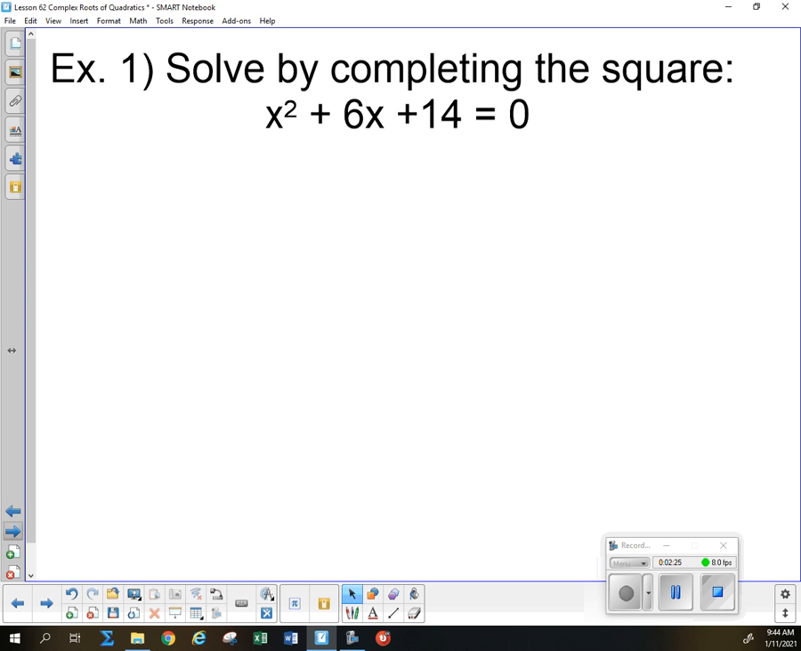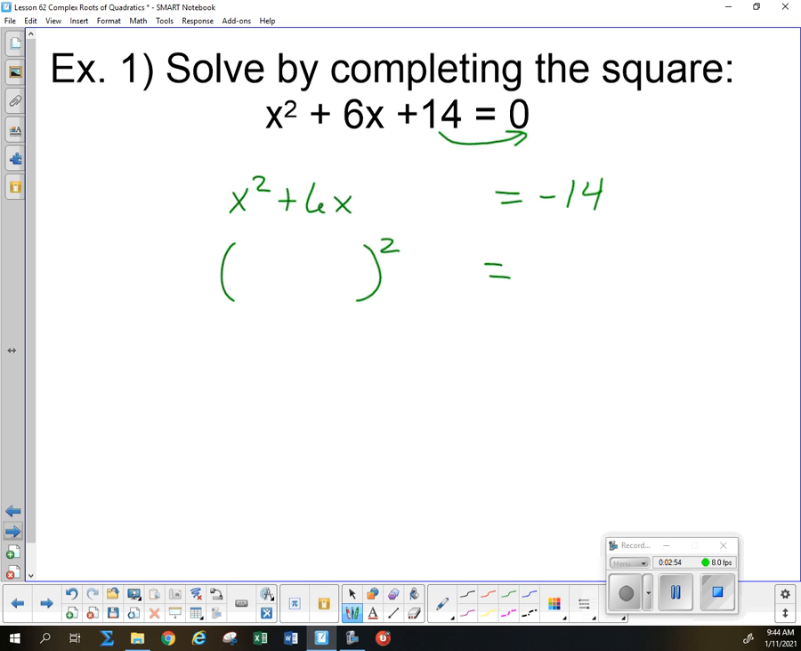Solve by completing the square. All right, we know how to do that. This is nice. It starts off with 1x squared. That's what we want. So we're going to move the 14 over to the other side, and we have the x's together on one side, x squared plus 6x equals negative 14. Then we know that we need to end up with a short parentheses squared that equals something on the right-hand side. We know that our method means we're going to have to add the same thing to both sides.